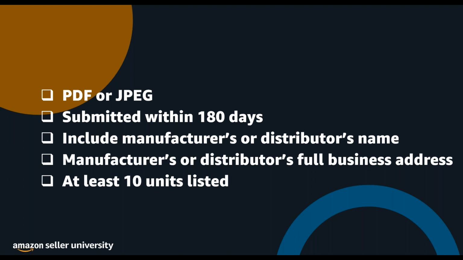The invoice you submit must be issued within 180 days of the day your application is submitted, and it must include your manufacturer or distributor's name. Your full name and address should be included, and it should match the exact information in your selling account. The invoice must also include the manufacturer or distributor's full business address, website URL, or phone number. And finally, the invoice you provide must show the combined purchase of at least 10 units of the product you're applying to sell.